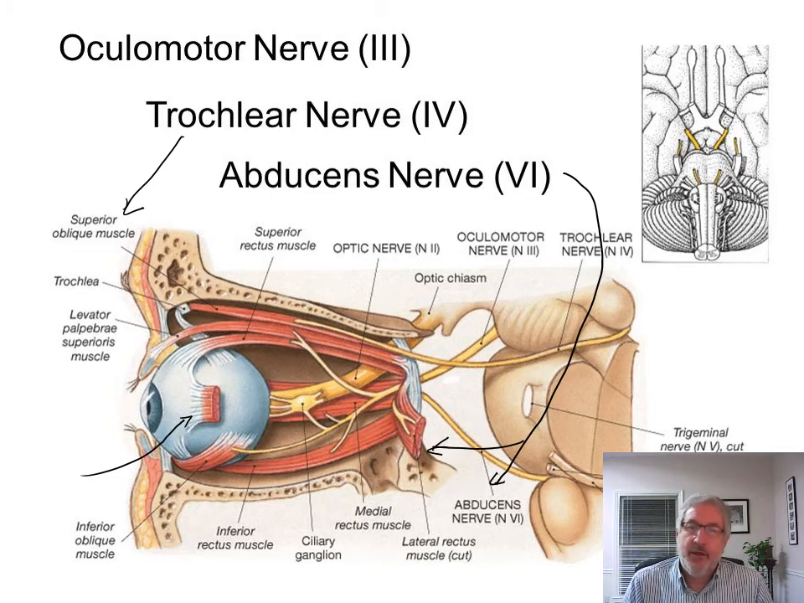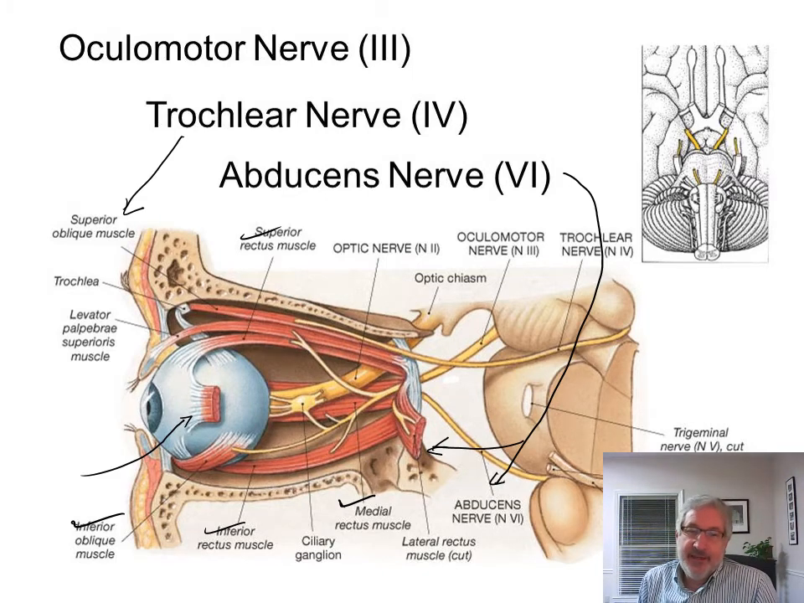And then the oculomotor taking care of all the rest of them. So the superior rectus, inferior rectus, inferior oblique, and then there's a medial rectus that you can't see because we're looking at the lateral side of the eye. So that would be there. The medial rectus actually is shown on here.